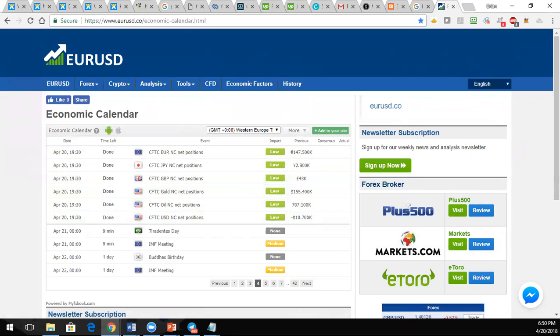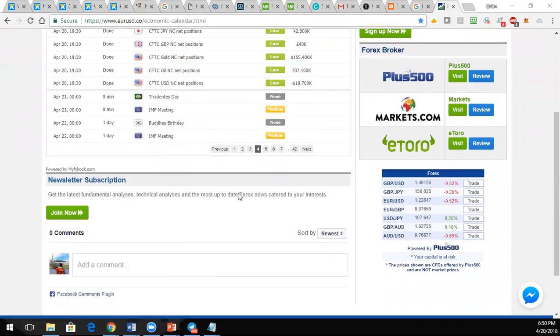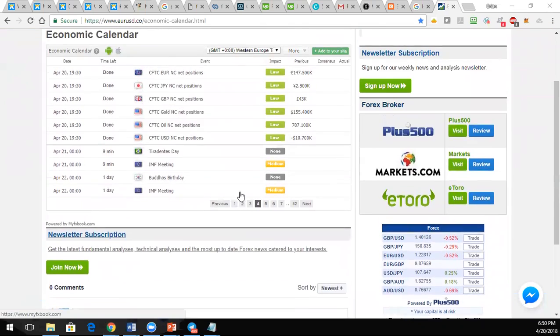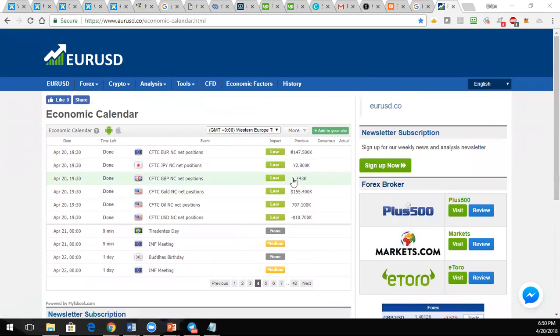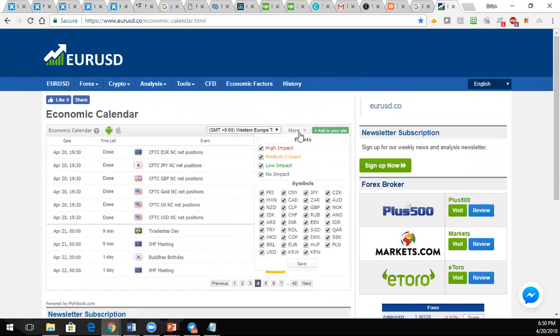You can also use another website called Forex Factory, which is pretty much the same thing. They're all pretty much the same, but they may have small differences. It's very important that you pay attention to the news as well, because if you're not a long-term trader, this can really affect whether or not you're making these trades and whether or not you're making profit.